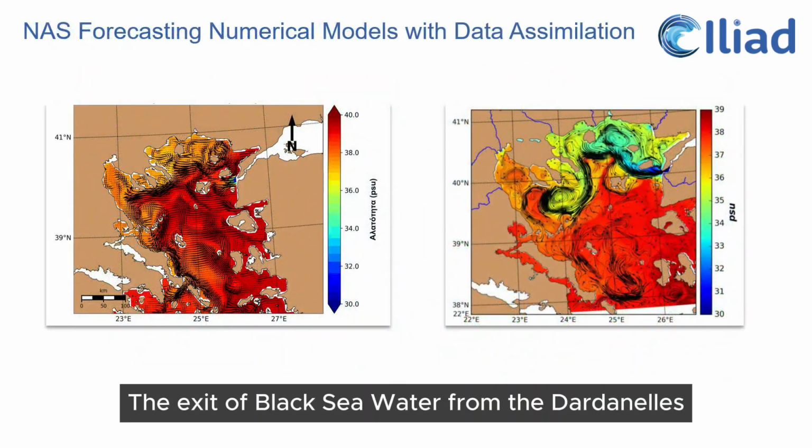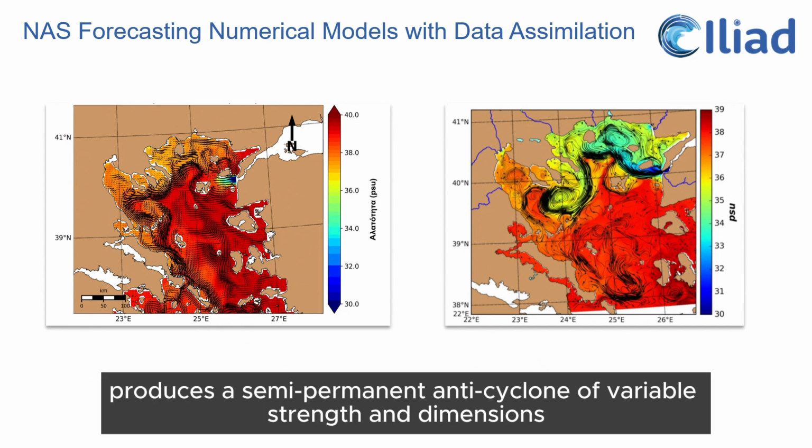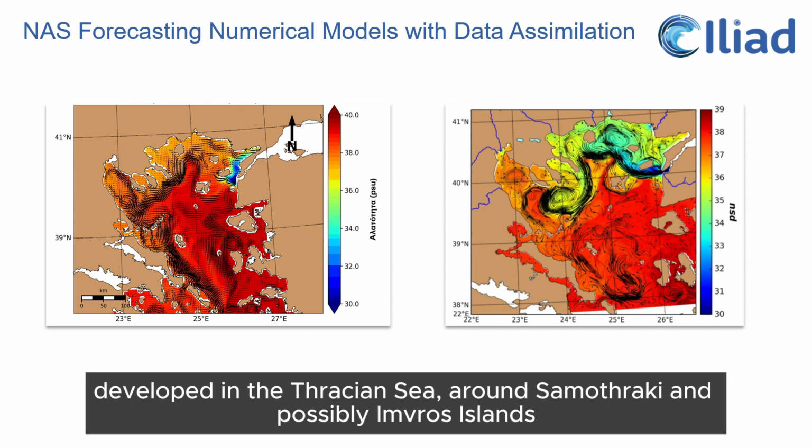The exit of Black Sea water from the Dardanelles produces a semi-permanent anticyclone of variable strength and dimensions, developed in the Thracian Sea around Samothraki and possibly Imbros Islands.